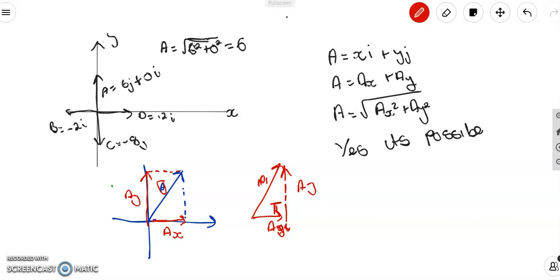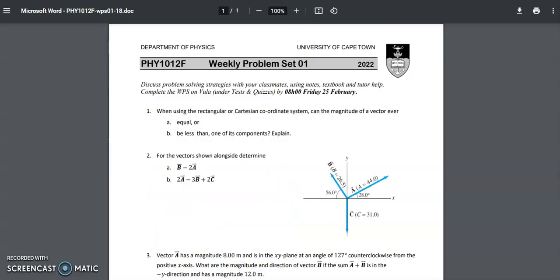The magnitude of a vector is the hypotenuse of the triangle that we form when we draw it with these components like this. So the answer is no. No, the magnitude of a vector can never be less than one of its components. Why? Because when we visualize the magnitude of a vector, it is the hypotenuse of the right angle triangle formed by its components, and the hypotenuse is the longest side of the triangle, meaning the magnitude of the vector will always be at least as large as any of its components. It can never be less than one of its components.